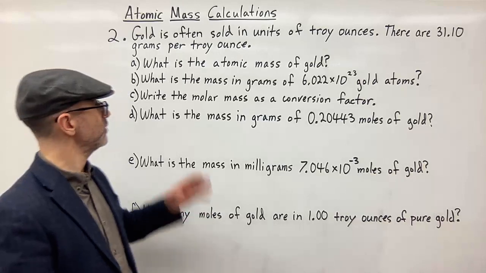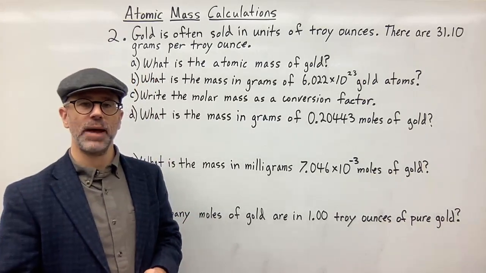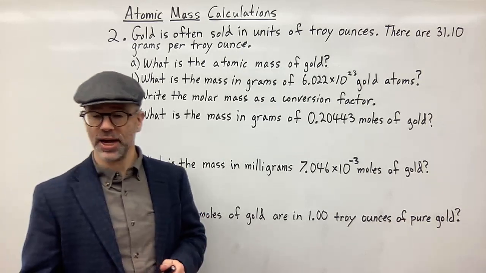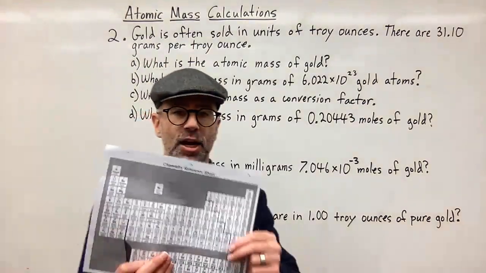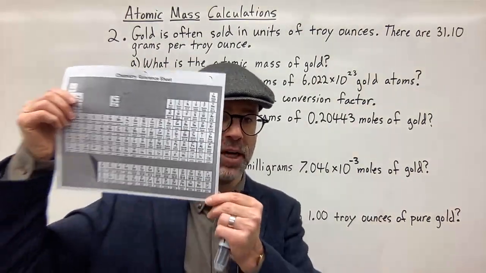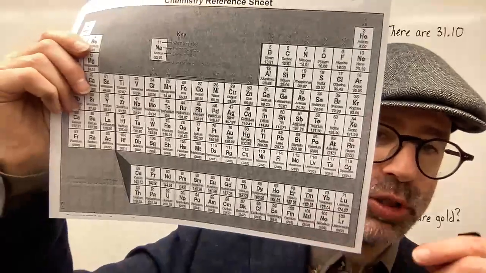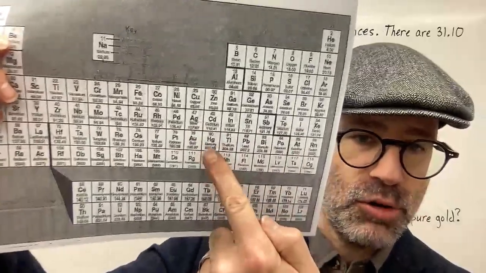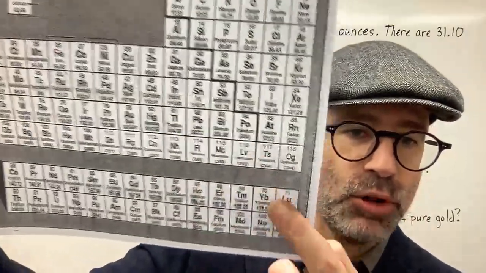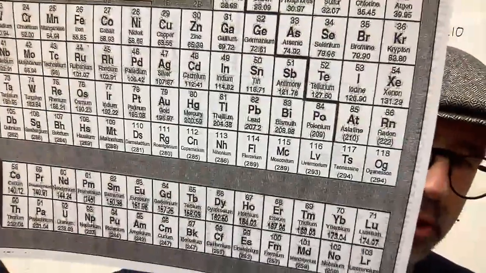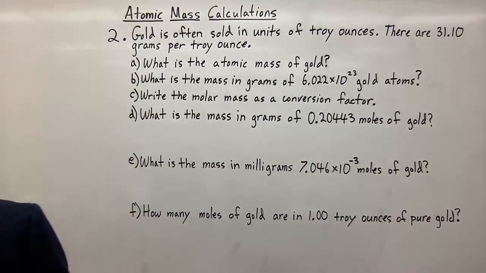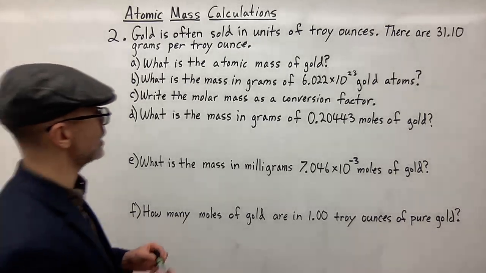So first question, A, what is the atomic mass of gold? Well, that's easy because it's on your periodic table. If you look on your periodic table, you find gold. You should have this with you. If you look close, find gold. Gold is number 79. So 79 right there. So gold, there's the molar mass. It's the one on the bottom. So if you write down the molar mass, it's going to be 196.97.